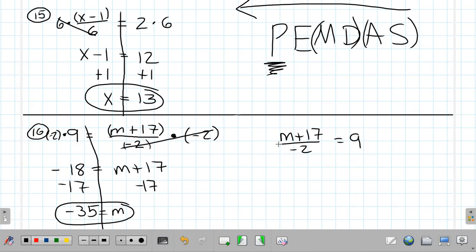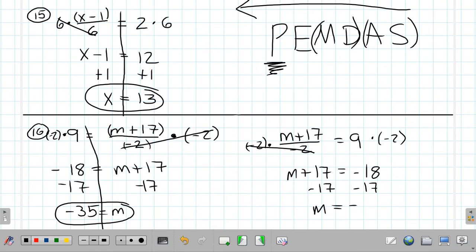And then it's the exact same steps. Multiply times negative 2. Boom. M plus 17 is equal to negative 18. Minus 17, minus 17. M is equal to negative 35.